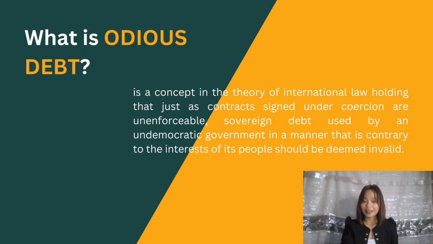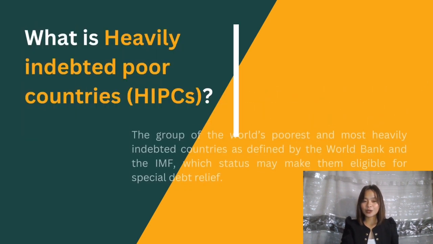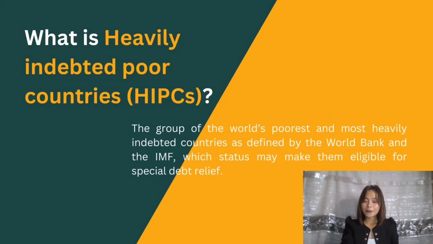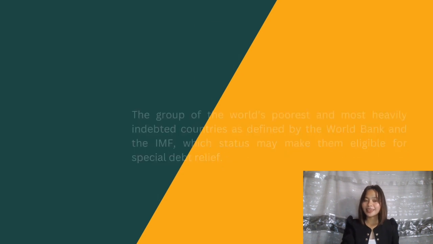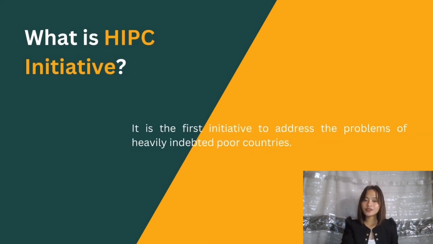should be deemed invalid. Heavily indebted poor countries, or HIPCs, are the group of the world's poorest and most heavily indebted countries as defined by the World Bank and the IMF, which status makes them eligible for special debt relief. And the HIPC initiative is the first initiative to address the problems of heavily indebted poor countries.